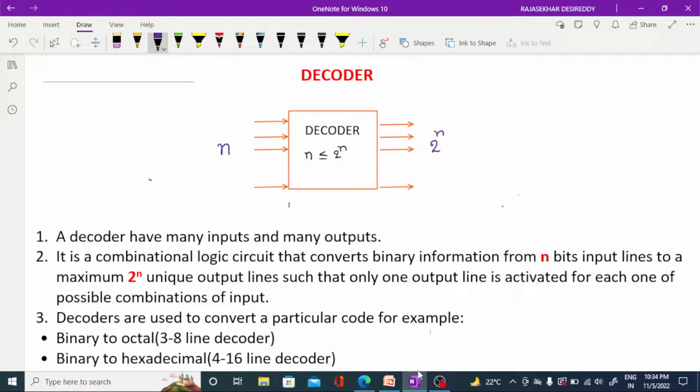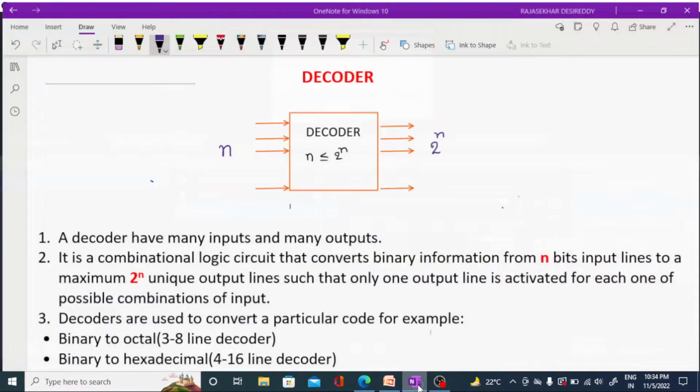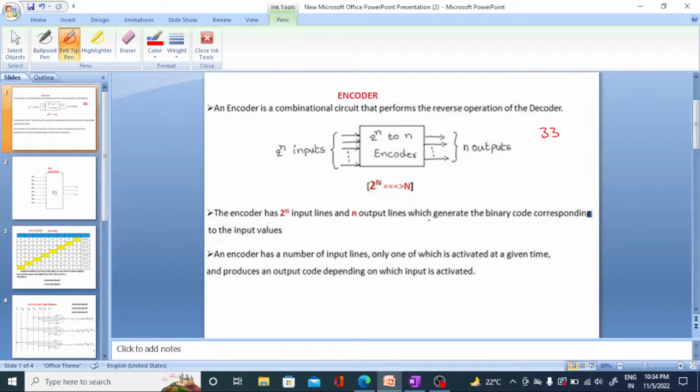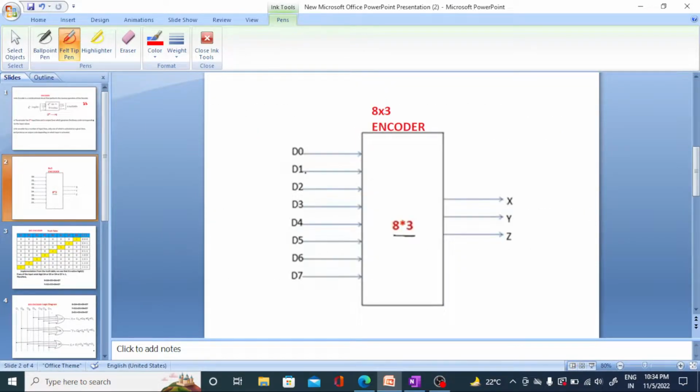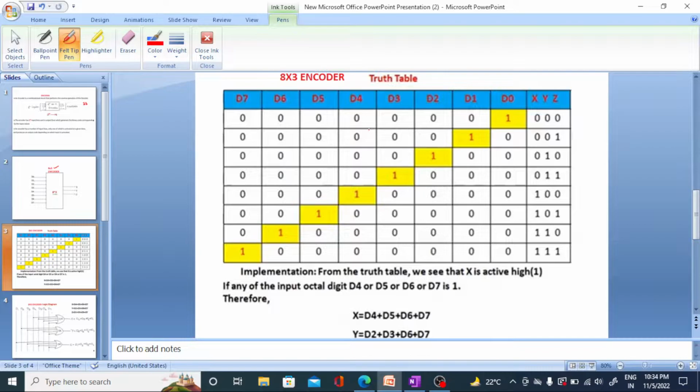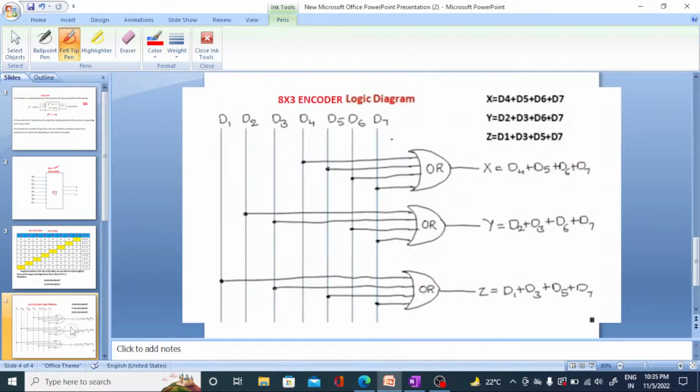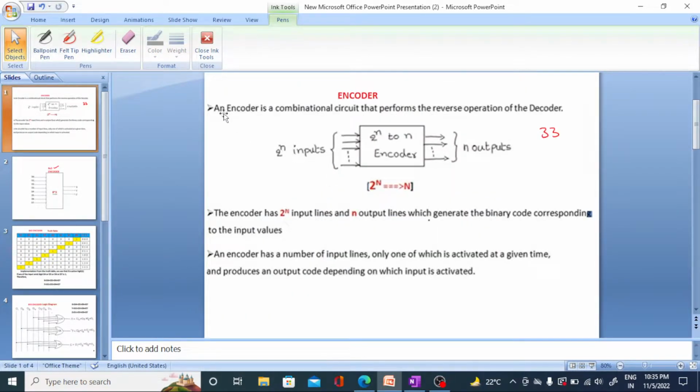Before going to this decoder topic, in our previous video, that is encoder and priority encoder, now let us discuss some points on this encoder. There also we considered the 8 to 3 encoder, the truth table and the logic diagram, which we already discussed. An encoder is a combination circuit that performs the reverse operation of a decoder. That is what we discussed at that time.